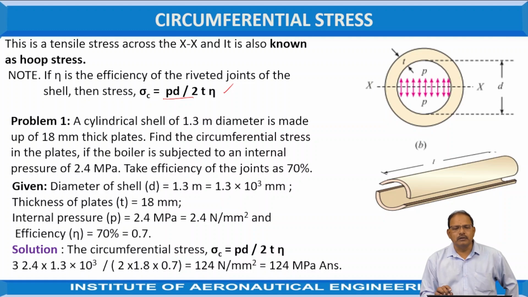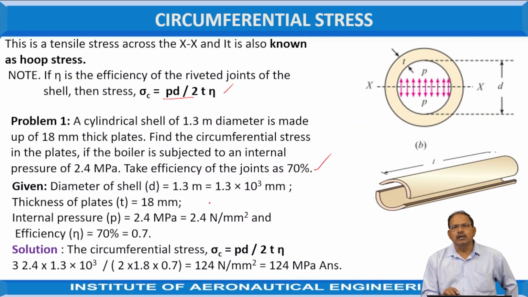Now we are taking problems based on these relations. A cylindrical shell of 1.3 meters diameter is made up of 18 mm thickness plates. Find the circumferential stress in the plates, if the boiler is subjected to an internal pressure of 2.4 megapascal. Take the efficiency of the joint equal to 70%. So the given data in the problem is the diameter of the shell equal to 1.3 meters.